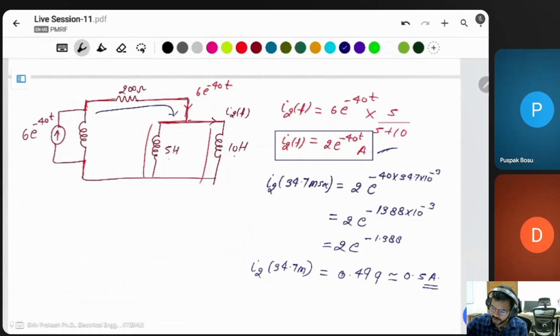After this, you can simply put the value of t.